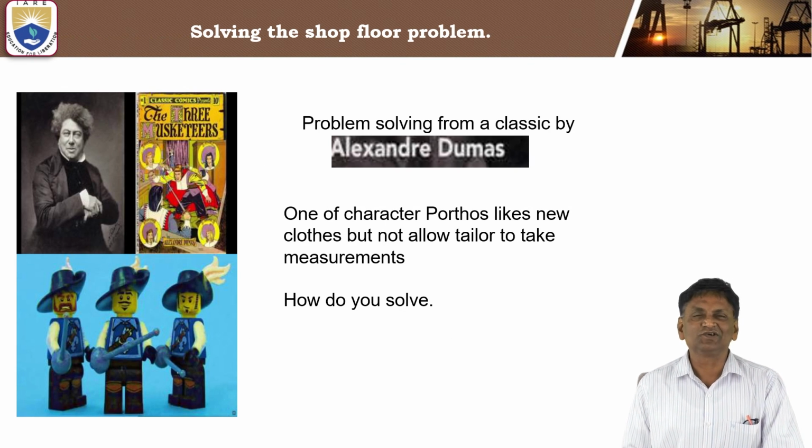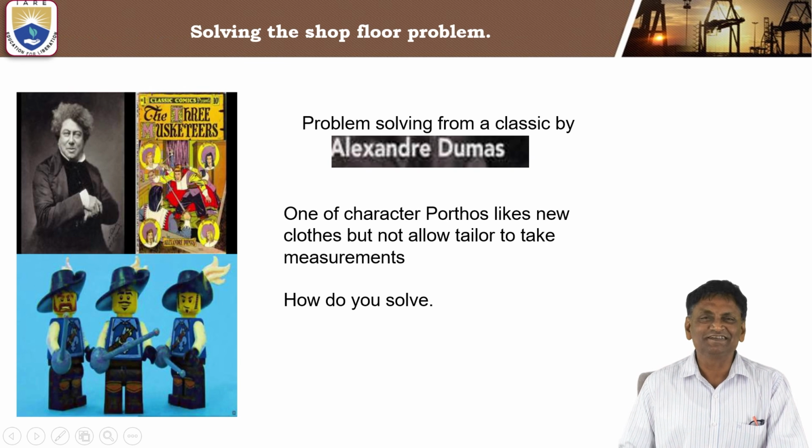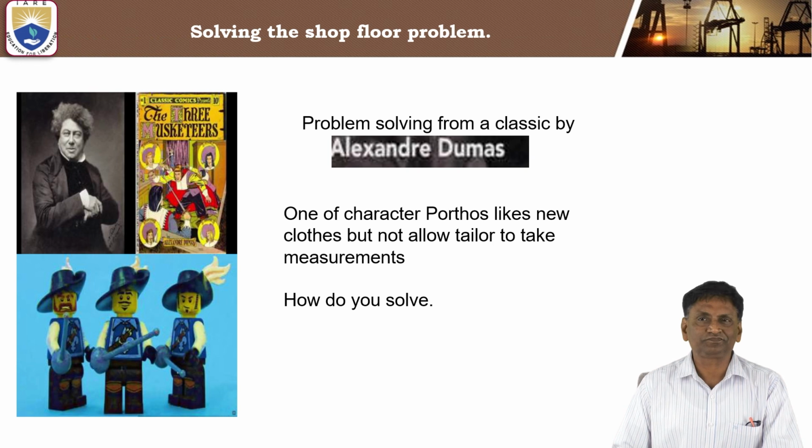Okay, so there is some fun to this. We will try to solve a problem from one of the famous novels. There is The Three Musketeers, by Alexander Dumas. There is one character in that novel called Porthos.